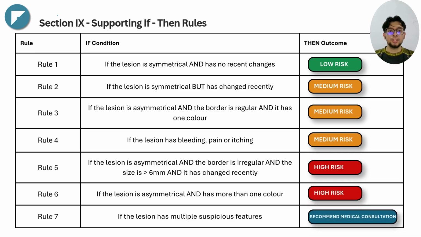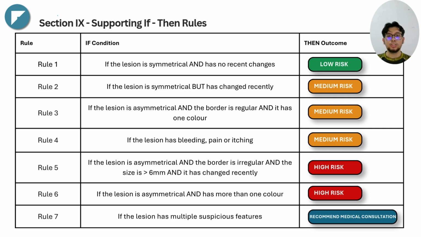Right, so moving on to section 9, let us look at the concrete rules supporting our decision framework. This table translates clinical observation directly into actionable if-then statements, categorizing risk into clear outcomes. First, we establish our basic baseline. Rule number one dictates that a symmetrical lesion with no recent change is classified as low risk.